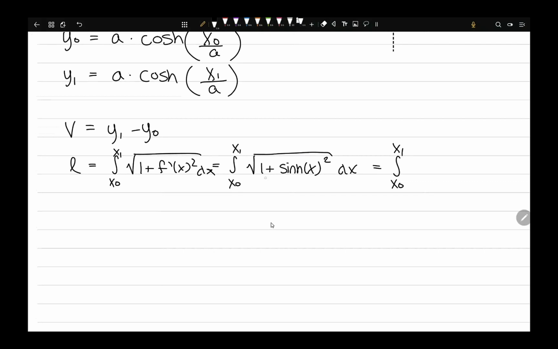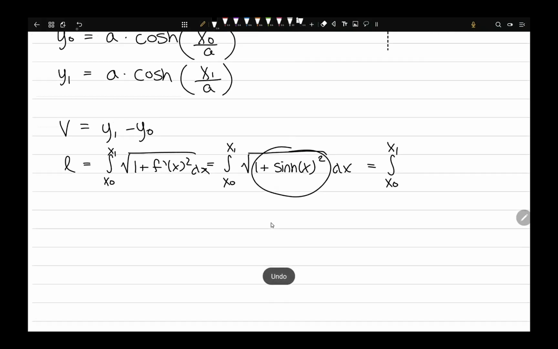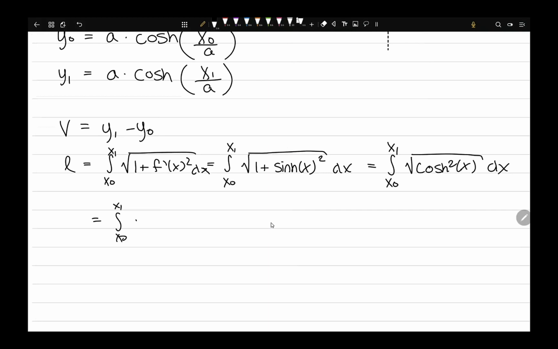Right, so what I was saying is that the inside of this radical, this 1 plus sinh squared, is actually cosh squared. So I'm kind of skipping over that, but it's not too terrible to derive. And then we're going to get rid of the radical, so we just have cosh. And we said before that the derivative of sinh is cosh, so the integral of cosh is sinh. And so it's going to be sinh of x1 minus sinh of x0.